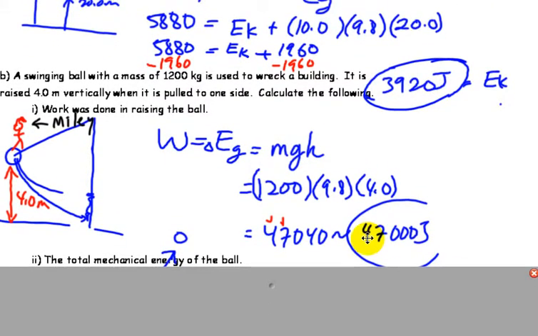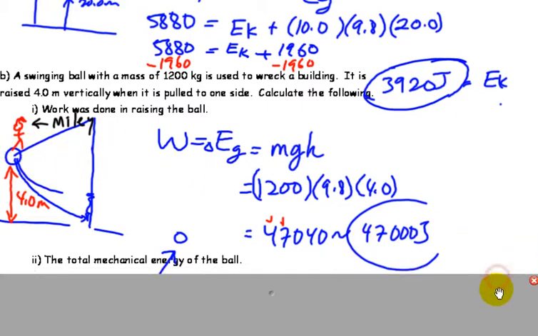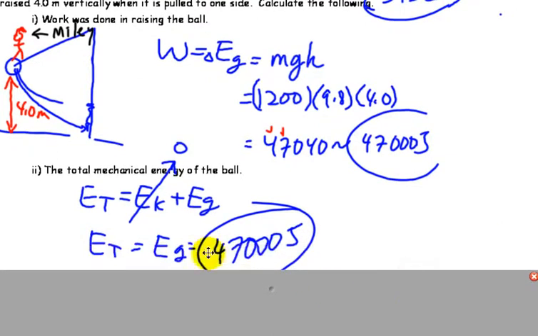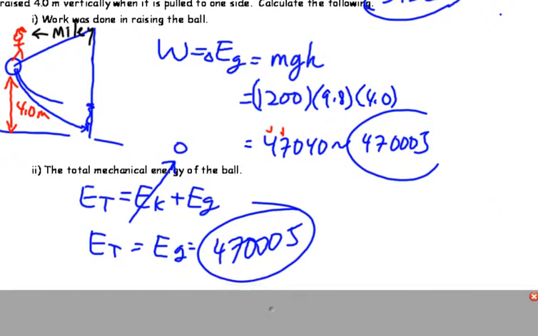The total energy of that ball, just like before, the ball is not moving at this part, so all of the energy must be equal to what I had in terms of gravitational energy. So I could say my kinetic energy is zero, so my E total is equal to EG, which is also 47,000 joules. It didn't change because there's no kinetic energy at the top there.